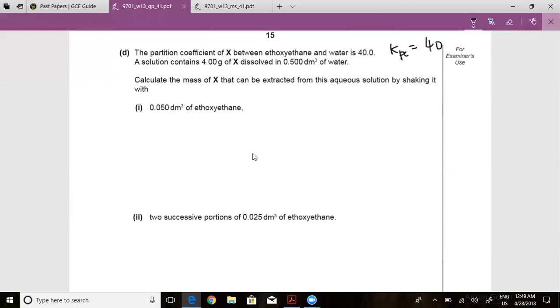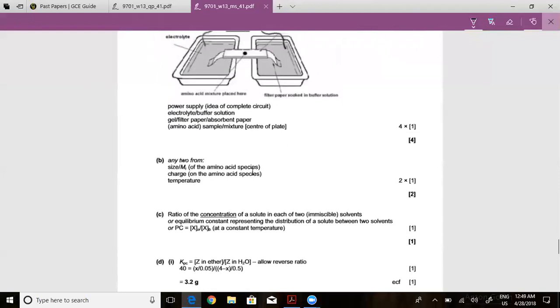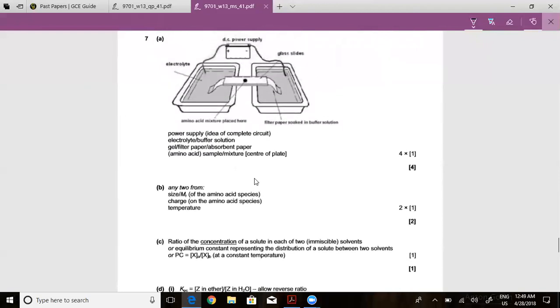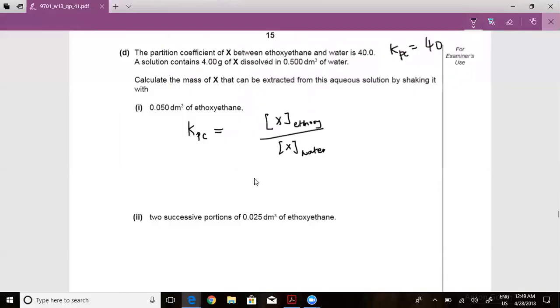So KPC is like X in ethoxy over X in water. I think it's the same, right? Because it's between ethoxy and water. Yeah, I'm not too sure ऊपर नीचे क्या आता है, but I think they allow reverse ratio, although yeah, it's ethoxy over water, right?